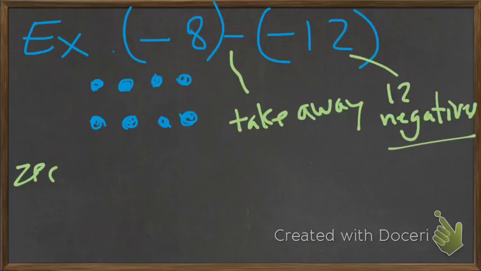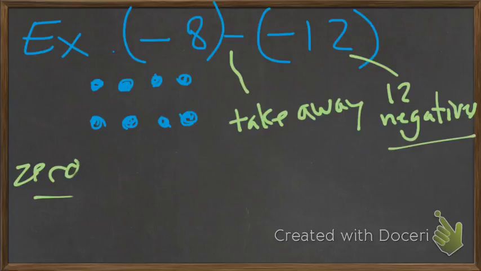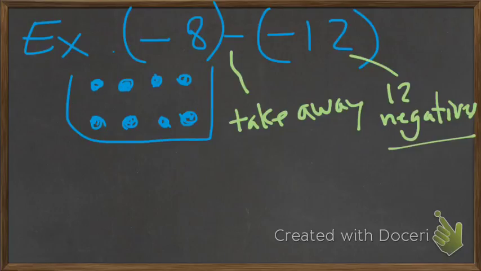I have to use the zero principle. Zero principle. That will never change when it comes to integers. So I have the 8 I'm looking for. I need a certain amount. I need 4 more to take away. So every time I add a negative, I must add a positive to balance it out.